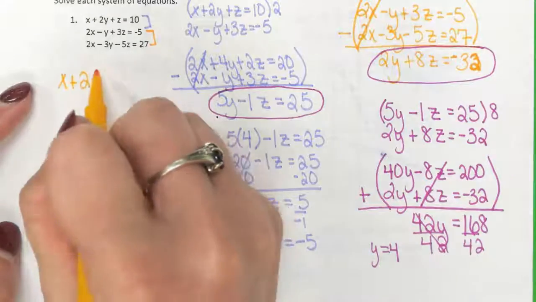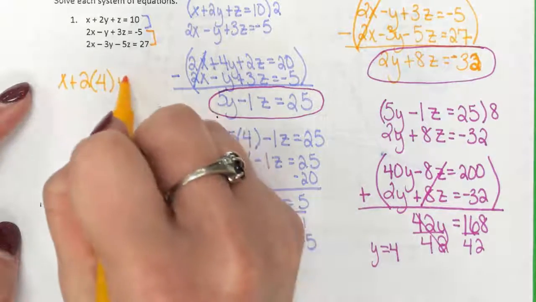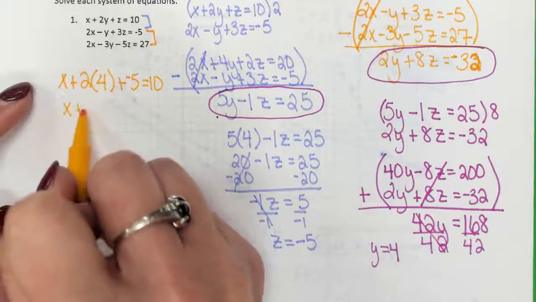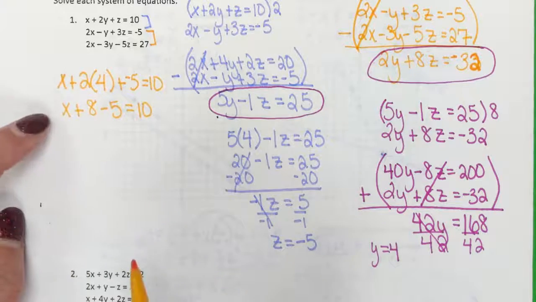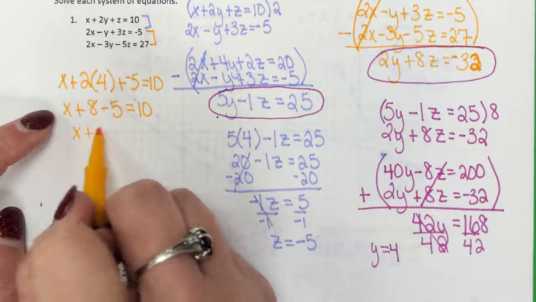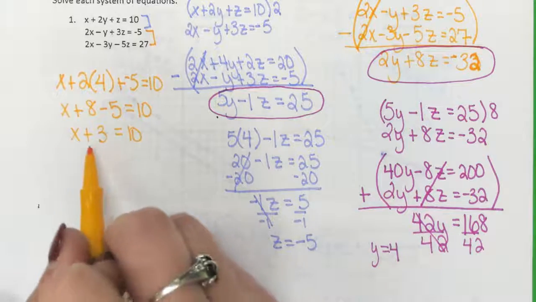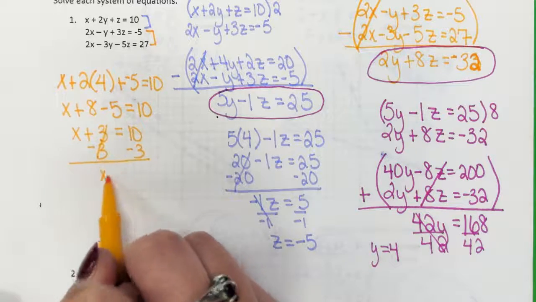X plus 2, and then times y is going to be times 4. Plus z is going to be plus negative 5 equals 10. So that's, yeah. And then 8 minus 5. Positive 3. Is 7. Very good. Okay.